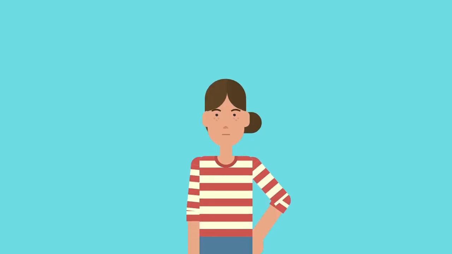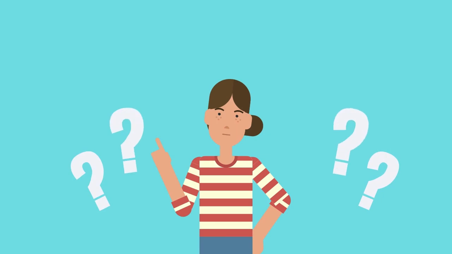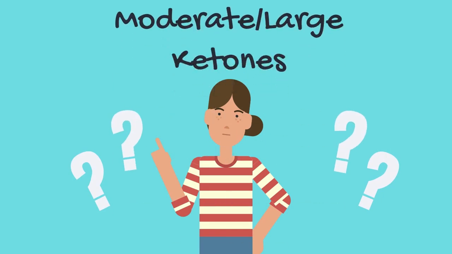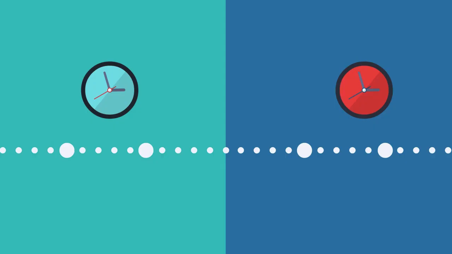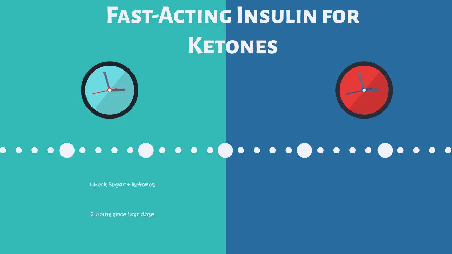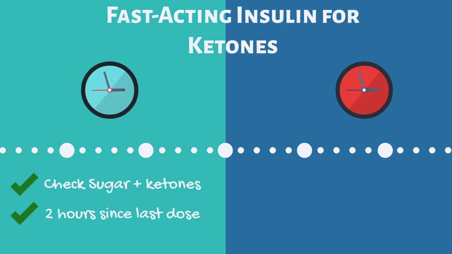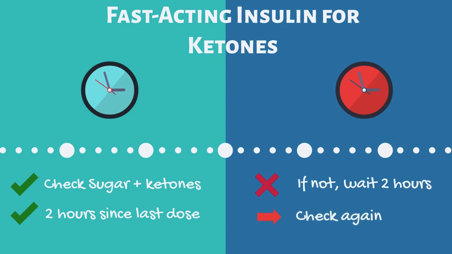Now that we know what our total daily dose is, we can figure out how much insulin to give for moderate and large ketones. When dosing for ketones, we must make sure it has been 2 hours since your last dose of fast-acting insulin. If it hasn't been 2 hours, wait until it has been 2 hours, then recheck blood sugar and ketones.